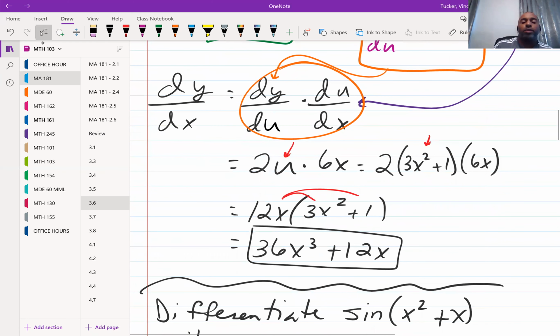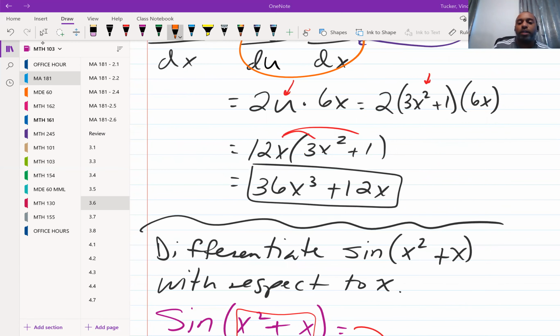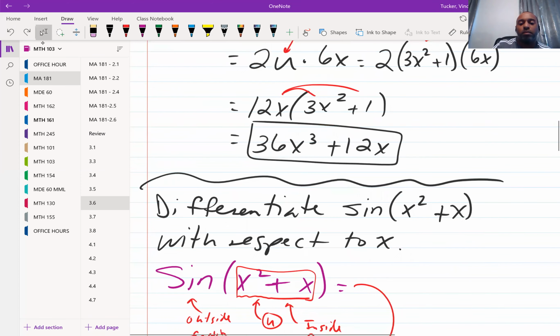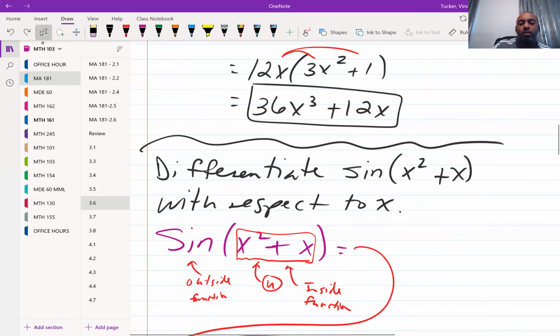So here we want to differentiate sine of x squared plus x. So once again, you have an inside, which is x squared plus x, and you have the outside application, which is sine. So we need to take the derivative of the inside and the derivative of sine, which is the outside. I kind of broke it down the same way here. X squared plus x is the inside function. Sine is the outside function.